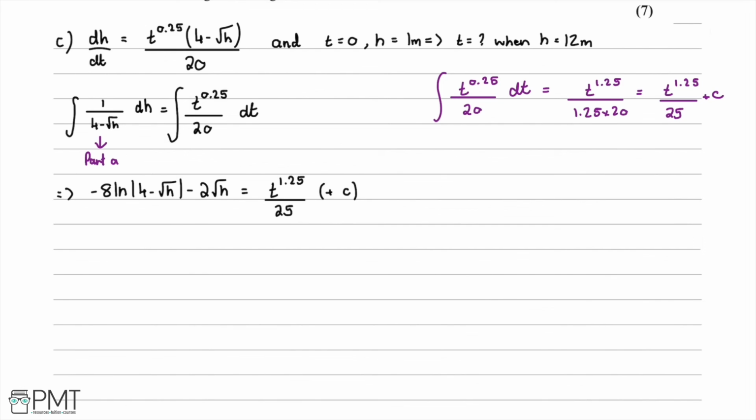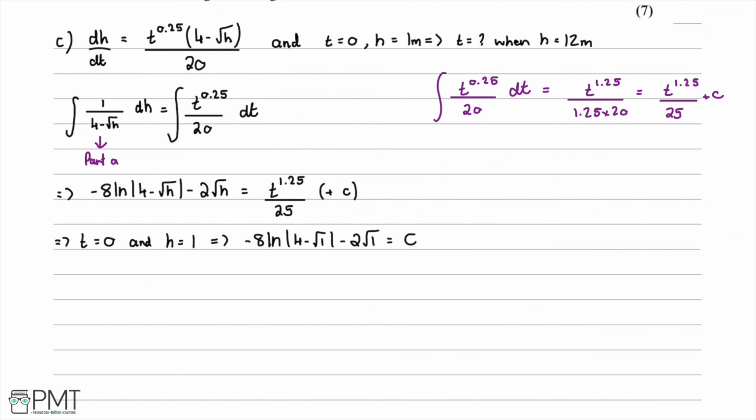So we can use these two values to work out what c is. Therefore, with t equals 0 and h equal to 1, we're going to have negative 8 ln of 4 minus the square root of 1, and then we take away 2 lots of root h, so 2 lots of the square root of 1, and that is going to be equal to 0 to the power of 1.25. We know that's going to be equal to 0, so that remains as c.